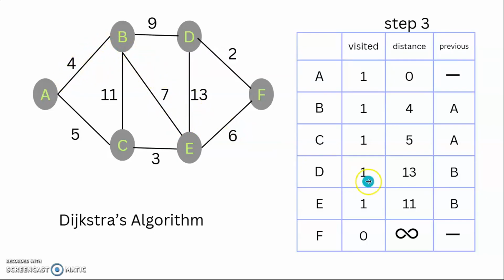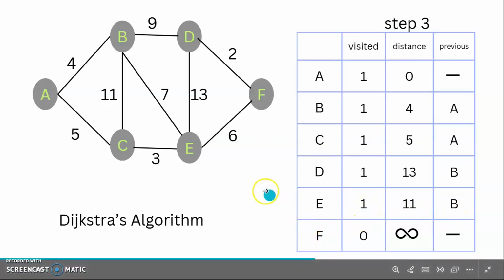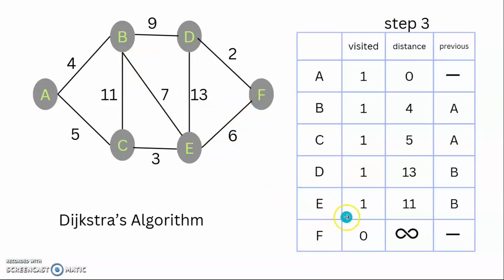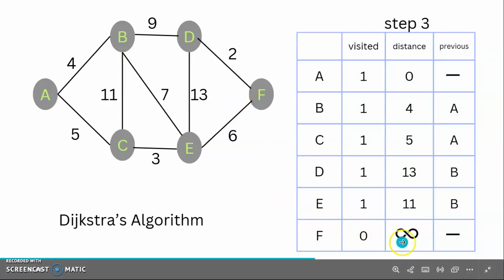7 plus 4, 11. So distance is 11, previous node is B, and mark it as visited. For example F, there is no single edge from B to F, so we are keeping it as 0 and distance as infinity and previous node as hyphen. So now tell me what I should do.